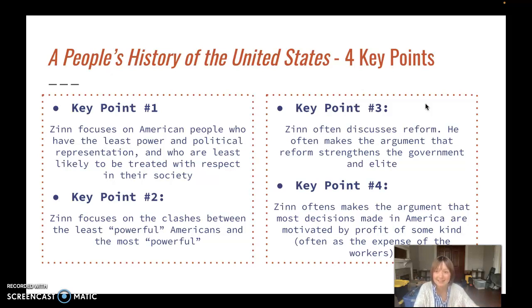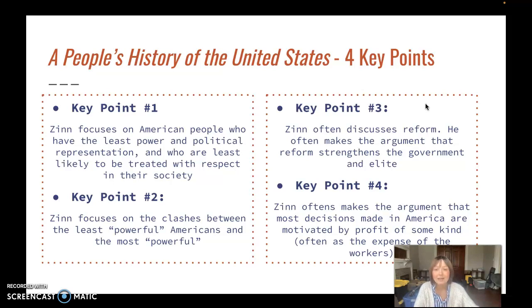My first key point is that Zinn focuses on American people who have the least power and political representation, and who are least likely to be treated with respect in society. So throughout history, that is minorities, women, also just workers. He gets into labor unions, and it's just really interesting to hear history from that point of view. He also focuses on the clash between the least powerful Americans and the most powerful Americans.